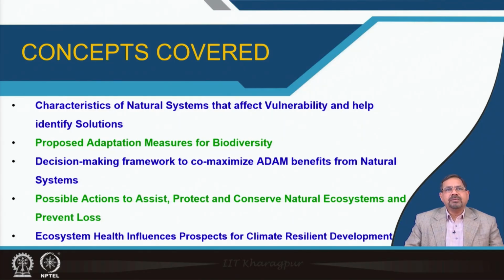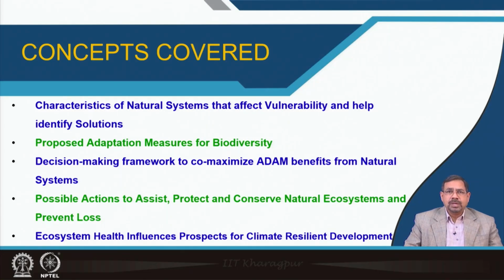Then the third one is a decision making framework to co-maximize the adaptation and mitigation benefits from natural systems. The point here is that the solution lies near the problem. If the problem is there, then the solution is also there. So, we need to understand this and co-maximize the adaptation and mitigation benefits from the natural systems. And second, what are the possible actions that need our assistance, our aid, to assist and also protect the natural system that accommodates biodiversity, so that we can prevent any loss in terms of the natural systems.